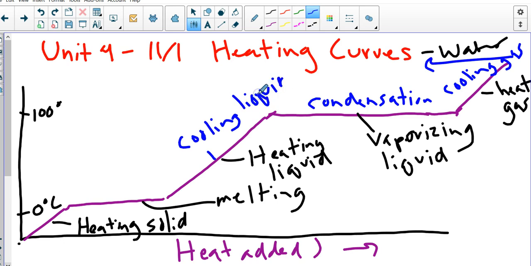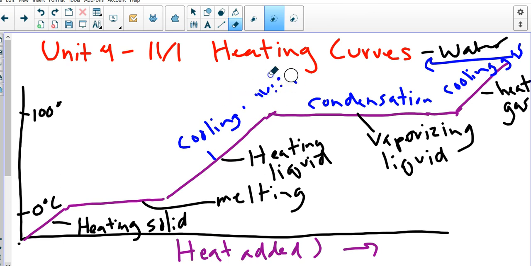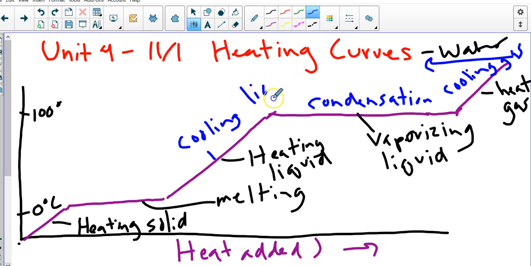That's a Q. And when we have freezing, this phase change is freezing and melting, but it's also called fusion. So this flat line is called fusion. And then this would obviously be cooling the solid.